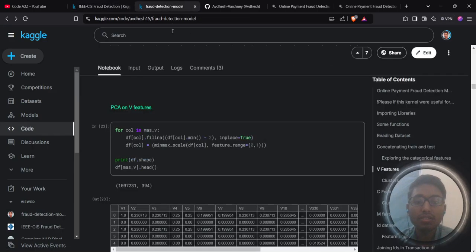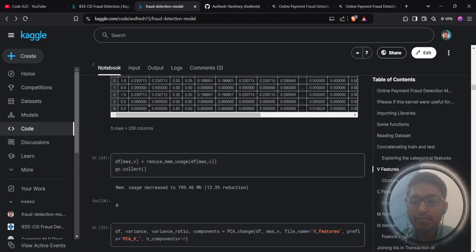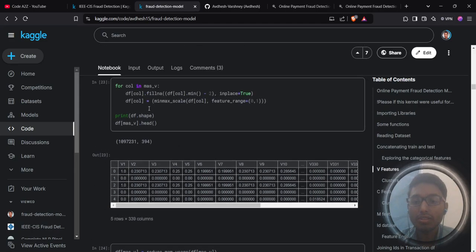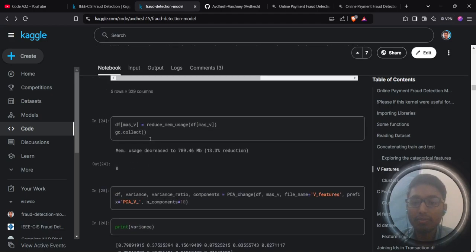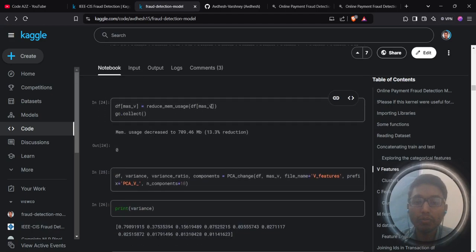So among the 394 features, sorry, 339 features are only the V features. Then after reducing the memory of only the V features, you can see we have reduced it up to 700 MB. This is a very big reduction, around 13%, which is very good for our processing steps and the further steps.